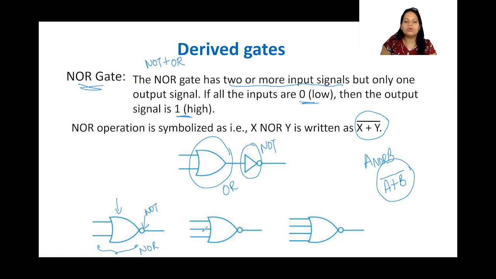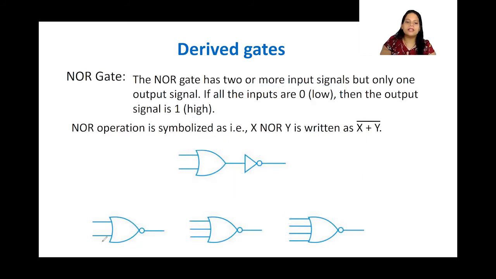It can have 1, 2, 3, any number of inputs, but the output is going to be only 1. So if I'm giving A and B as inputs, the output is going to be A plus B whole bar. So this is nothing but NOR. If I'm giving A, B, C as inputs, it is going to be A plus B plus C whole bar, isn't it? If I'm giving A, B, C, D as inputs, this is going to be A plus B plus C plus D whole bar. So this is how a NOR gate is represented. We should remember an OR gate with a bubble is called a NOR gate. Now let's go ahead and see how the truth table is written for this.